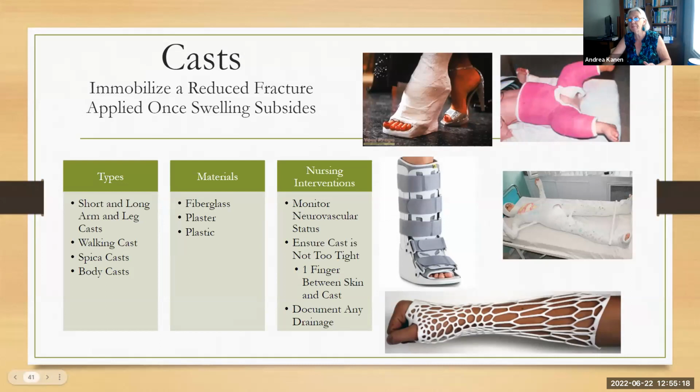Casts immobilize motion, and they can be short, long, walking, or body cast. Oh, this person here has a body cast. Can you imagine anything more horrible than that? They can be plaster, plastic, or fiberglass. Most of the time, they're going to be fiberglass. That's the go-to for casts right now.